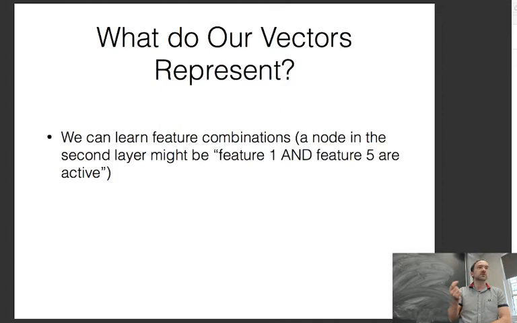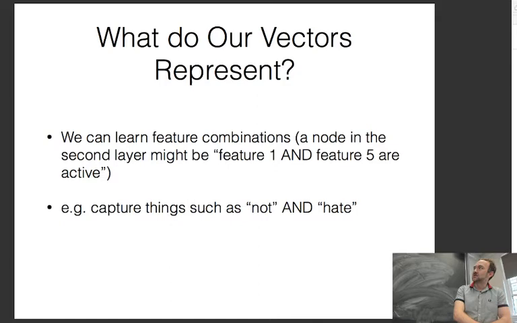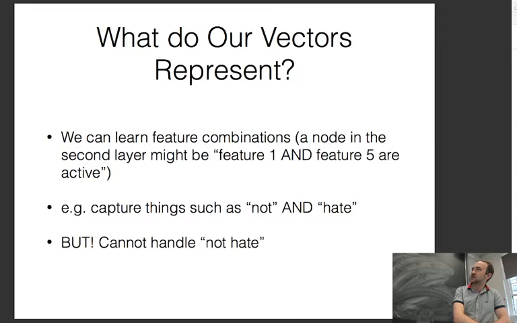We can learn that a node in the second layer might be equal to feature 1 and feature 5 being active. Specifically, we can capture things like not and hate appearing in the same sentence. So we can capture feature combinations, but still this is not quite sufficient because it cannot necessarily determine whether it's actually saying not hate or don't hate, not good, etc. So we could think of something like: this is a beautiful movie that demonstrates how hate not love is powering the tobacco industry, or something like that. I don't know, I just made up the sentence. It didn't appear anywhere.